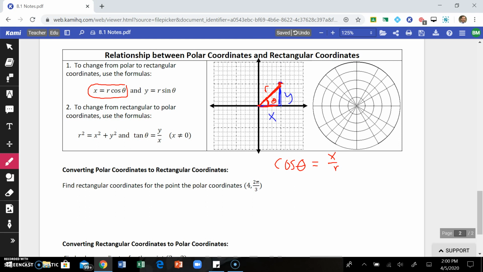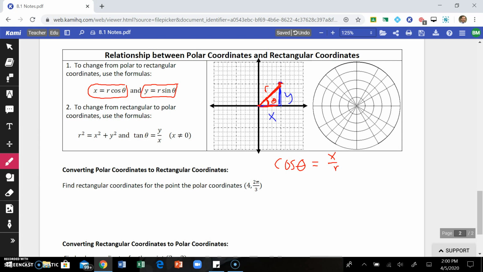Same exact idea using sine instead of cosine gives me this conversion: the y-coordinate is simply going to be r times the sine of theta. So if I have the polar coordinate, r comma theta, and I want to go to rectangular coordinates, how do I get those x and y's? I simply do r times the cosine of theta, and r times the sine of theta, and that will give me x and y.